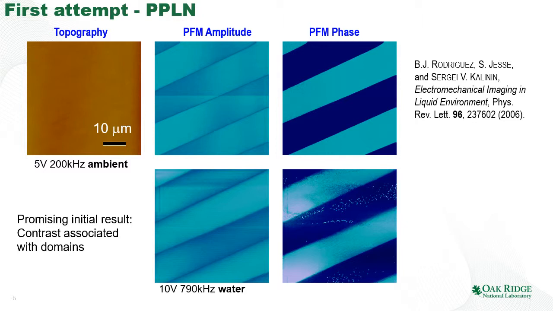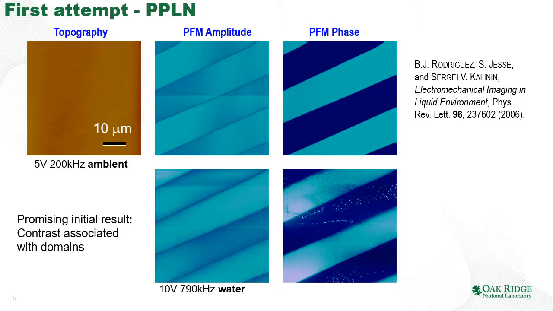So this is an example of the PFM amplitude and phase in an ambient environment, and this is the PFM amplitude and phase in the liquid environment, and they look almost the same. So why is it exciting and why is it relevant? It was exciting because apparently application of the 10-volt bias to the tip in water at 800 kilohertz did not produce any stray electrochemical processes.